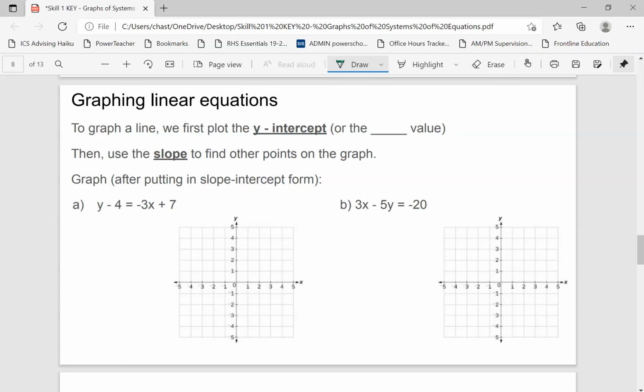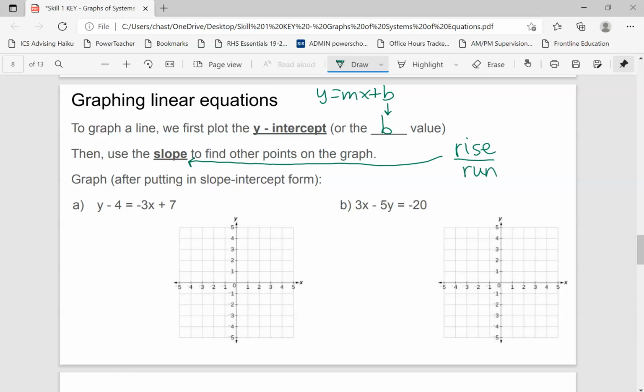Okay, so now let's talk about graphing linear equations. To graph a line, we first plot the y-intercept. Well, when we're looking at y equals mx plus b, that's the b value. That's the y-intercept. Then we use the slope to find other points on the graph. Remember, your slope sometimes is written as a fraction. Think of rise over run.